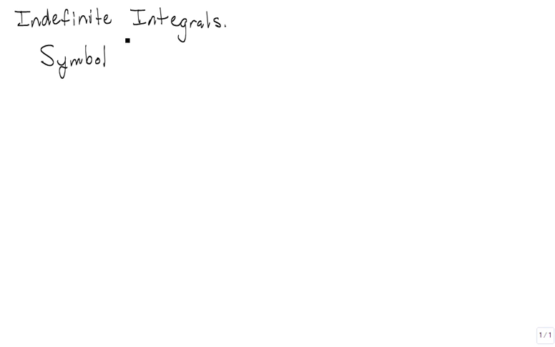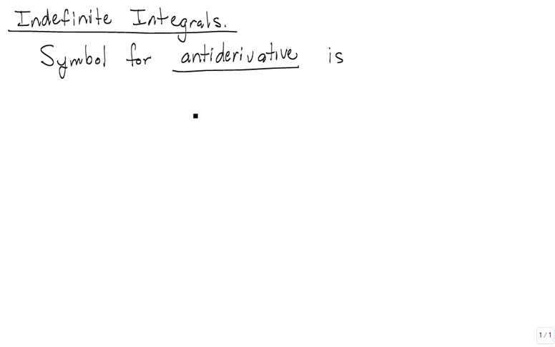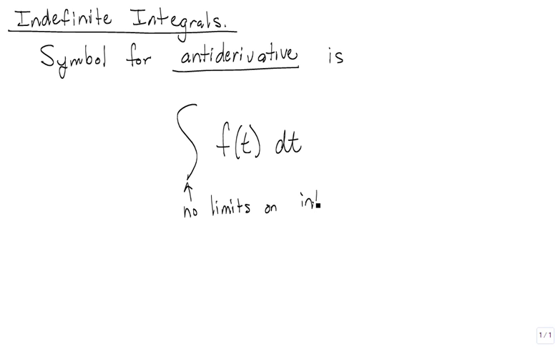Okay, now we'll talk about indefinite integrals. And the symbol we're going to use for antiderivative is a squiggly line, f of t, dt. And it's indefinite when there's no upper or lower limits on the integral.